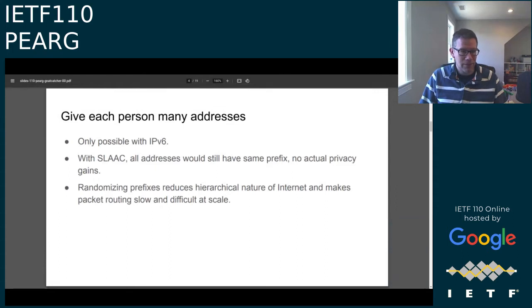The first solution, give each person many addresses. These days, with the number of internet users, it's only possible with IPv6. Right now, a lot of people are using SLAAC for IPv6 to get their address. And the problem is that a lot of the time they still have a big prefix that's unique to them. So even if they have multiple addresses, they'll all have the same prefix, and it's not really providing any privacy. We could start giving people lots of random addresses with different prefixes, but the hierarchical nature of the internet kind of breaks down, and it becomes very challenging to route packets at scale. The router caches kind of explode.